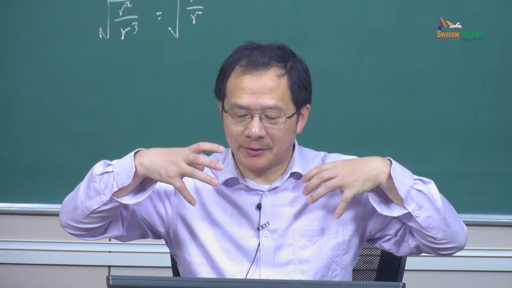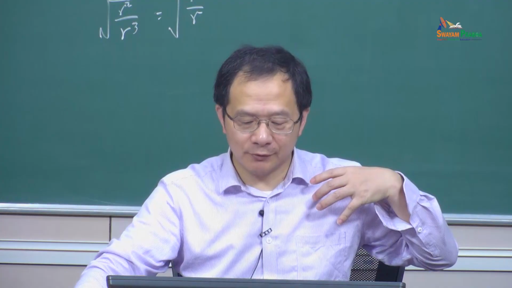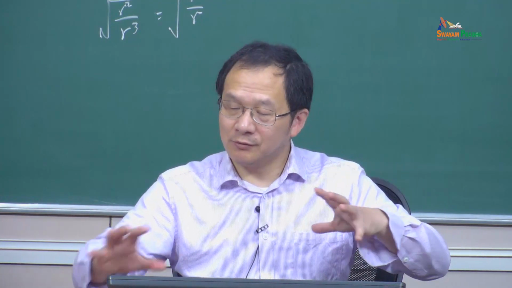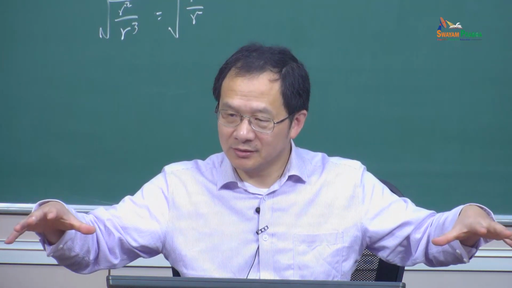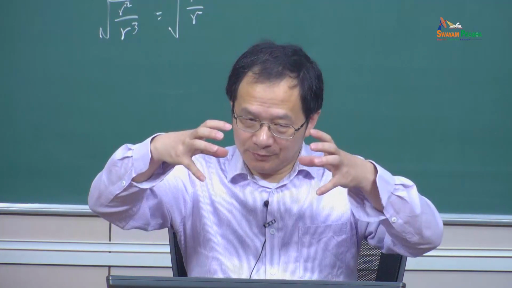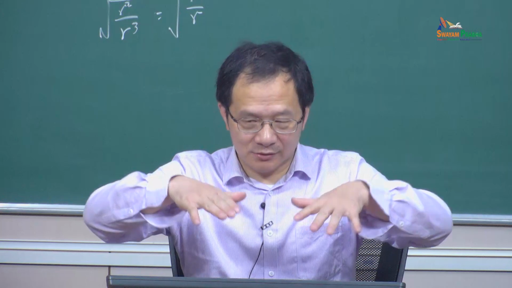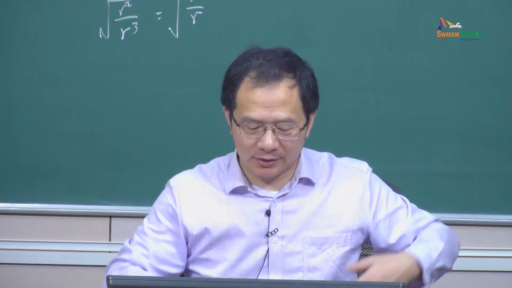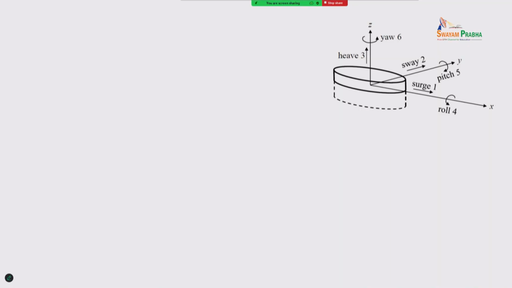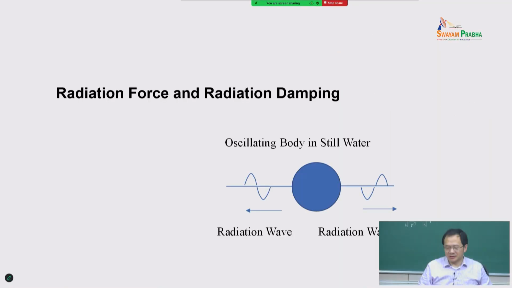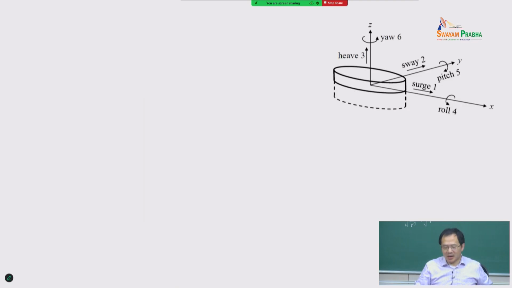When the buoy moves up and down, the buoy will generate a wave, right? The wave will propagate out. So that is called radiation, right? The buoy moves up and down, generates a wave, and the wave propagates out. This is radiation.